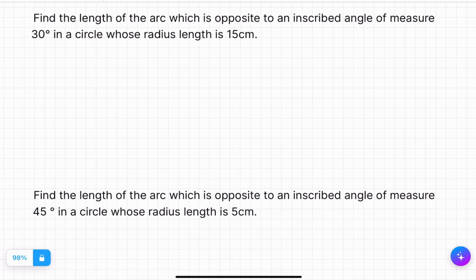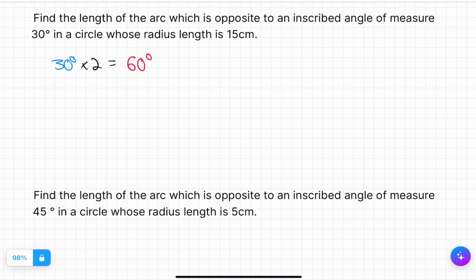Okay, so find the length of the arc which is opposite to an inscribed angle of measure 30 degrees in a circle whose radius length is 15 centimeters. The inscribed angle is half of our central angle, so we're going to multiply this by 2 to get our central angle. And our central angle will be 60 degrees.